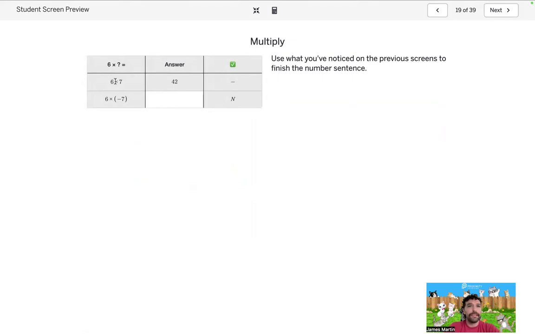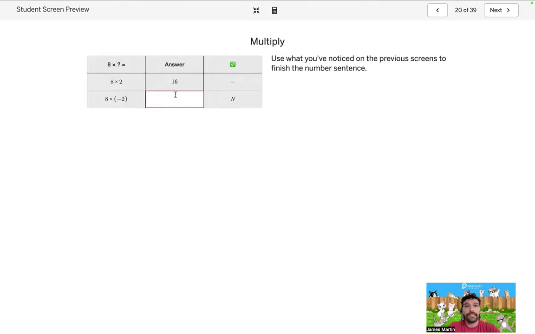I want you guys to do this one yourself. We have 6 times 7 is 42. 6 times negative 7 is, pause the video, put your answer. Okay, unpause the video, and 6 times negative 7 should be negative 42. We get a check mark. That's correct, right? Remember, a positive times a negative: we have 6 groups of negative 7. So we're going to the negative side, which gives us negative 42.